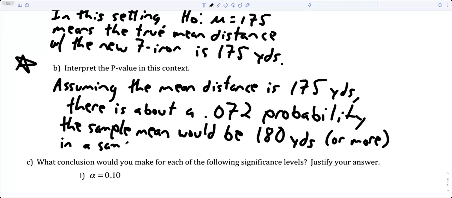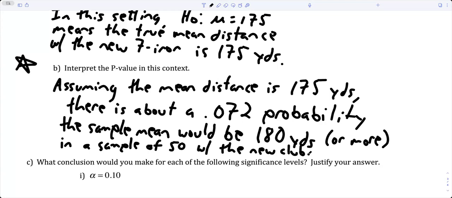In a sample of 50 shots with the new club. So when we interpret the p-value, we say, assuming that the null hypothesis is true, which in the context of this question, the true mean distance is 175 yards, there's about whatever the p-value probability that the sample mean would be 180 yards or more in a sample of 50 people with the new 7-iron.